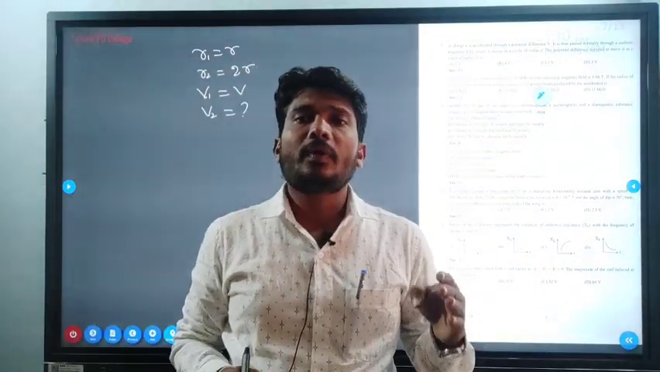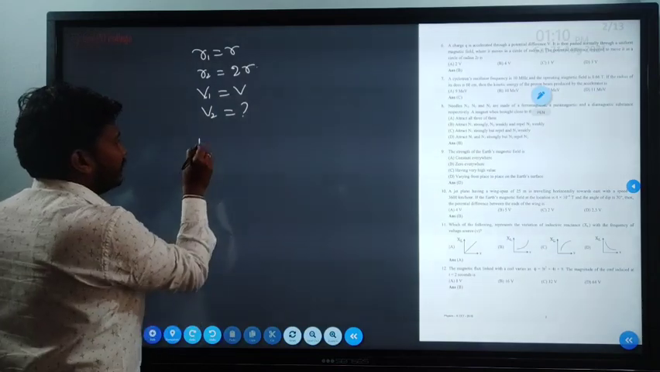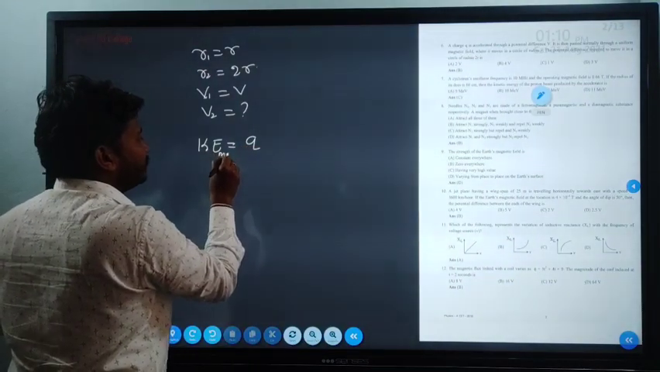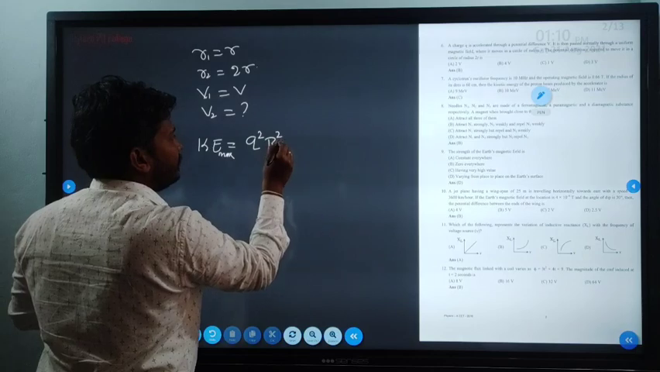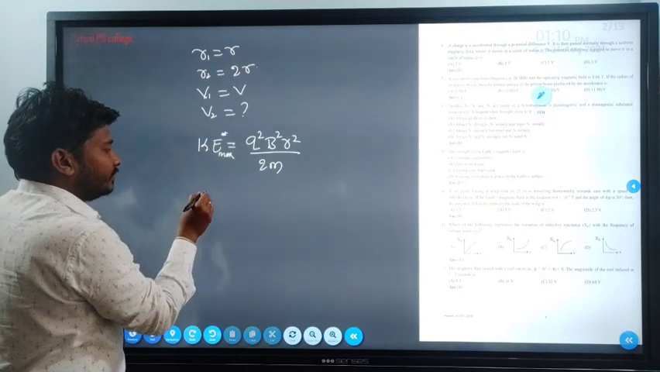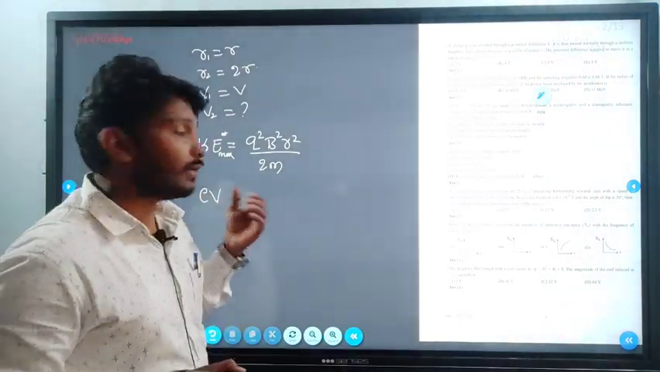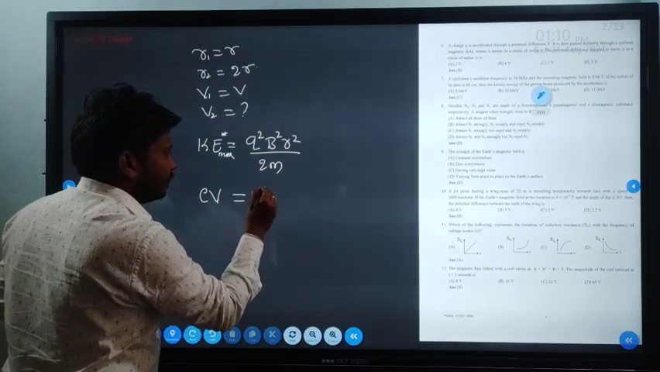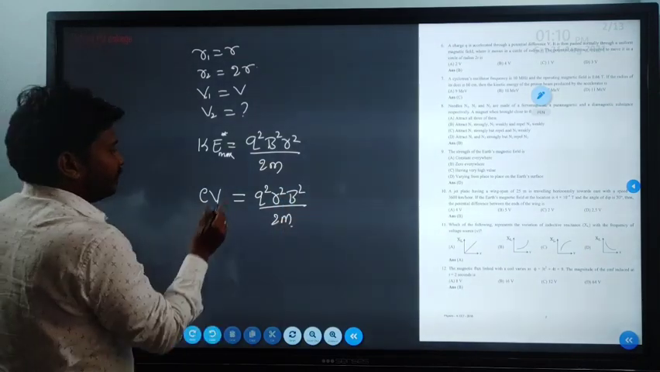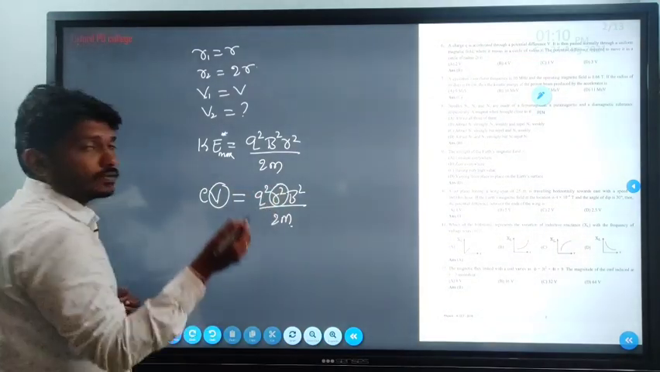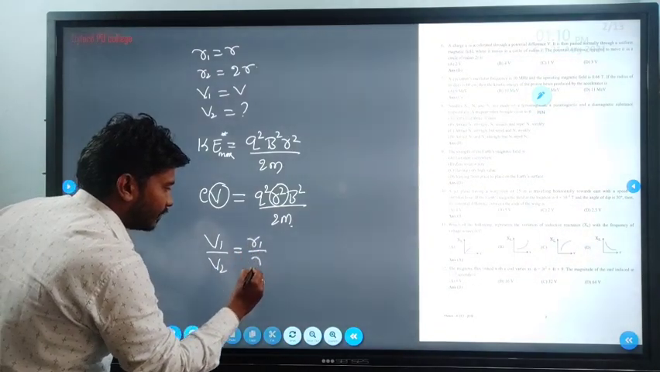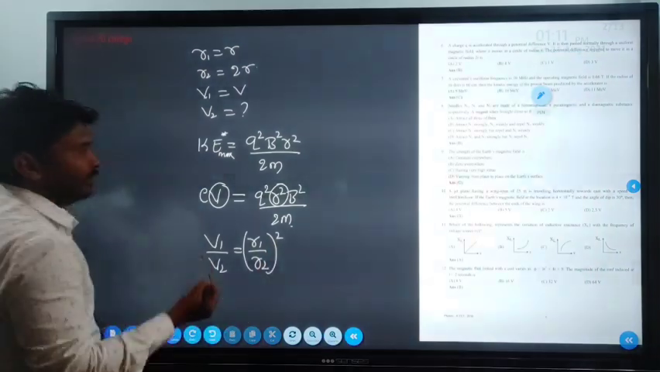What is the relation between potential and radius? The maximum kinetic energy of the charged particle in moving charges and magnetism is Q square B square R square divided by 2 times M. So kinetic energy equals Q into V, which gives Q V equals Q square R square B square divided by 2 times M. Then the potential is directly proportional to the square of the radius, so V1 by V2 equals R1 by R2 whole square.